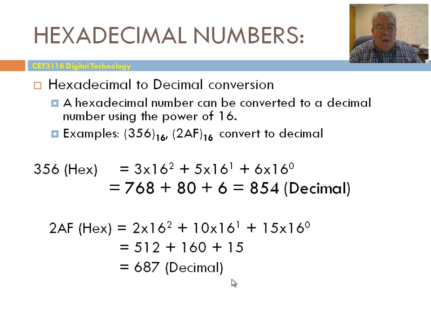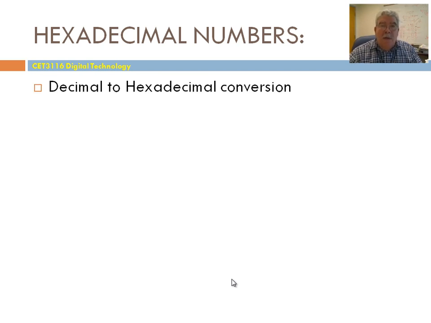Okay, now we want to bring a number from decimal to hexadecimal. How do we do that? How do we convert from decimal to a radix or base? Well, we've seen the two different methods. One is the successive division with remainders, and the other one is the subtraction method.